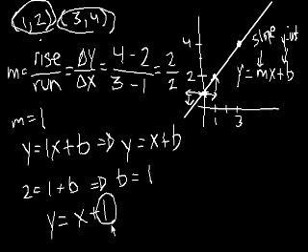It makes sense. The y-intercept is 1, which is exactly here, 0, 1. And the slope is 1. And that's pretty obvious. For every amount that we move to the right, we move the same amount up. So the slope is 1. Let's do another problem.